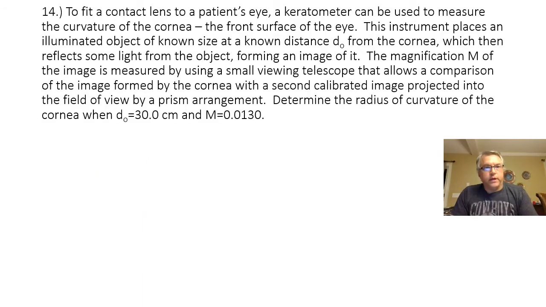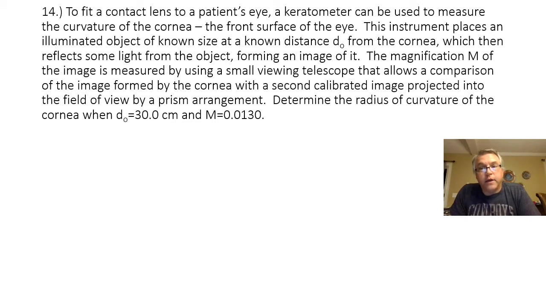Problem 14. To fit a contact lens to a patient's eye, a keratometer can be used to measure the curvature of the cornea, the front surface of the eye. This instrument places an illuminated object of known size at a known distance, which is our object distance, from the cornea, which then reflects some light from the object, forming an image of it.